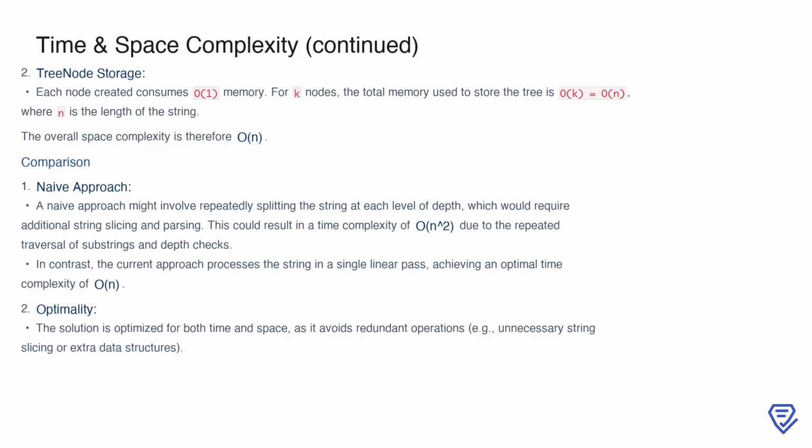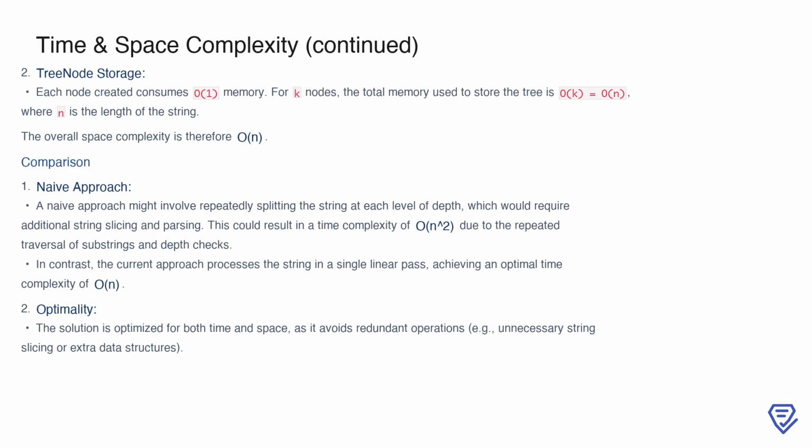In addition to the stack, memory is also consumed for storing the tree nodes themselves. Each tree node requires a constant amount of memory, or O(1). With k nodes in total, the memory required for storing the tree is proportional to the number of nodes, or O(k), which simplifies to O(n), since the number of nodes corresponds to the length of the input string. Therefore, the overall space complexity of the algorithm is O(n).